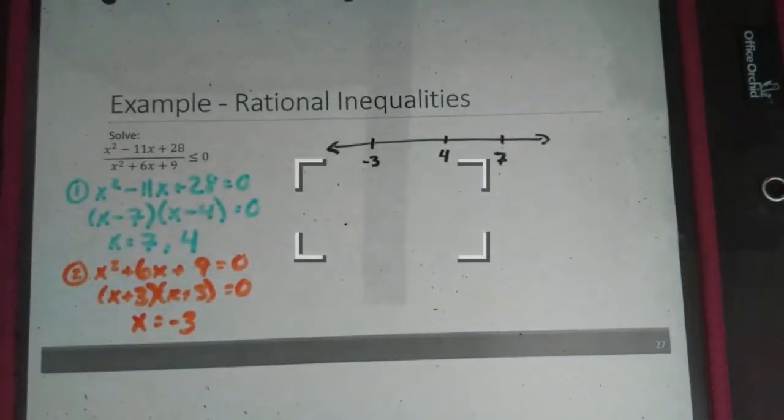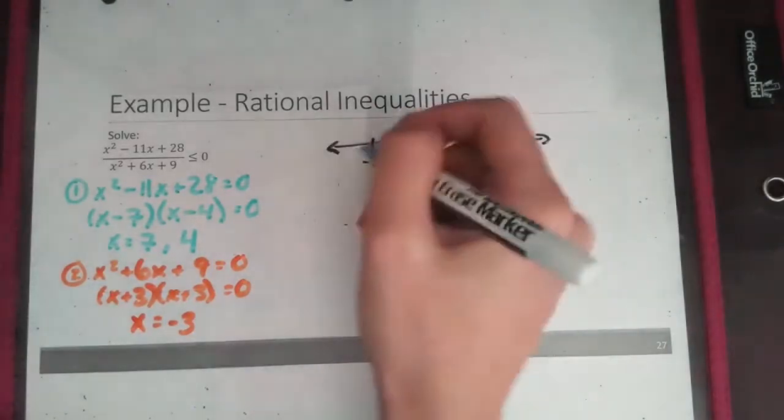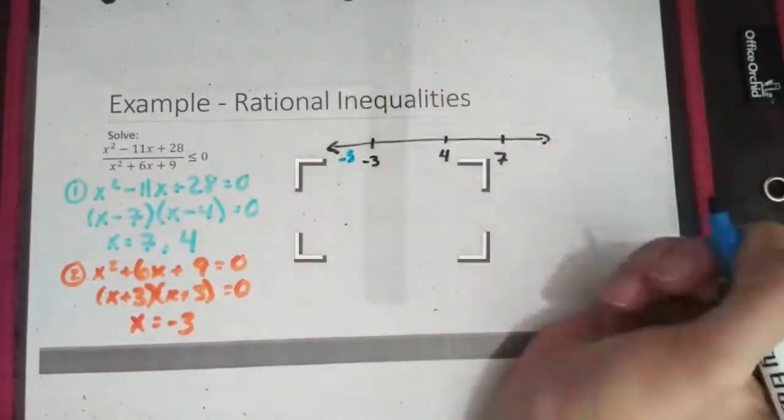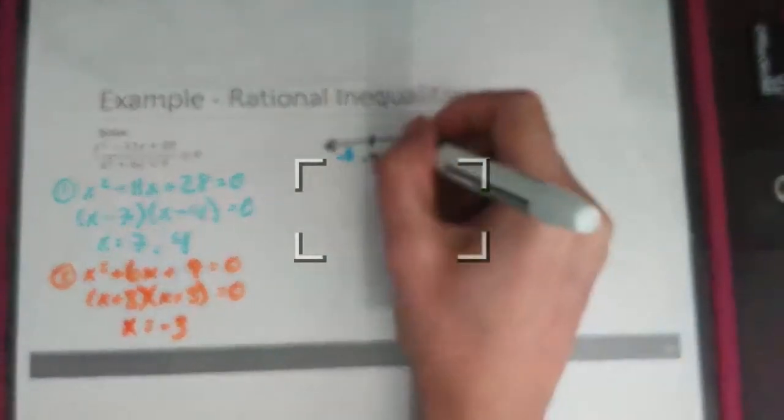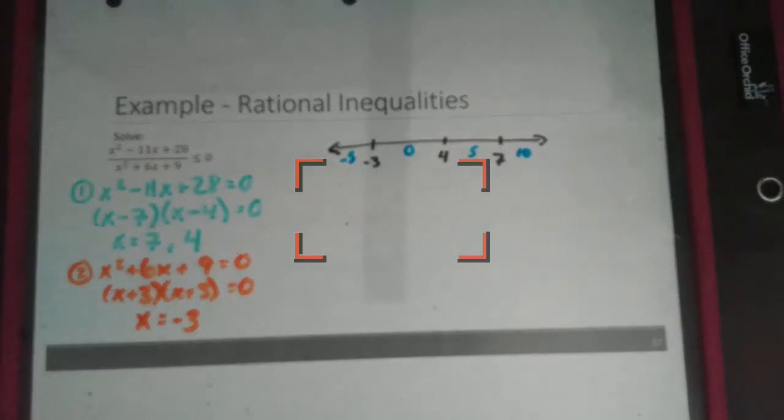And then I need to pick some test values. Something less than -3 could be -5. Something between -3 and +4 could be 0. Something between 4 and 7 could be 5. And something bigger than 7 could be 10. So those are going to be my test values. I'm now going to set up my fraction into my sign chart so I can start figuring out where this is positive and where this is negative.